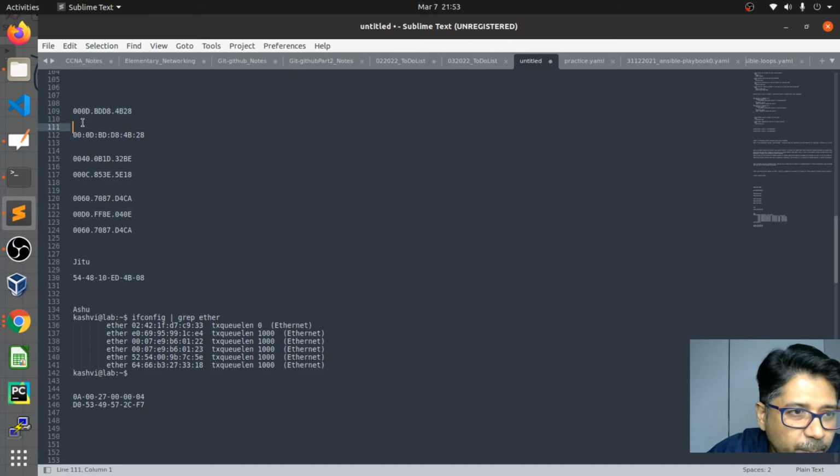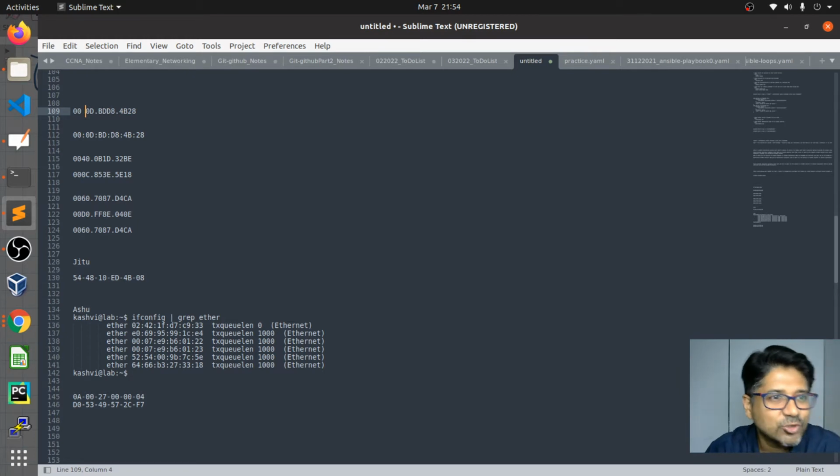So the OUI part is 000DBD, very good. In that, we have to identify the first 8 bits, the first octet. So what will the first octet be? 00. Excellent. Agree, everyone?